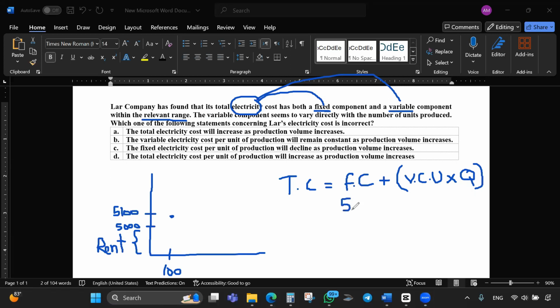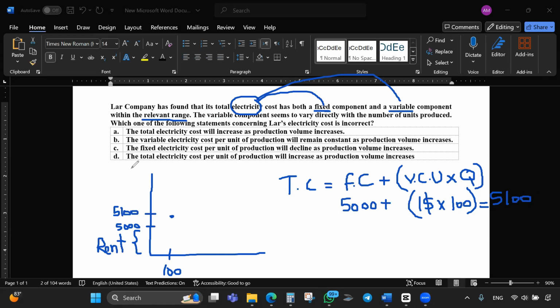So fixed cost is 5,000. And let's say the variable cost per unit is $1. And we are now producing 100 units. So the total cost will be 5,100, which is presented on the graph. Okay.